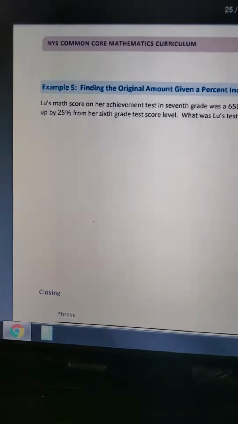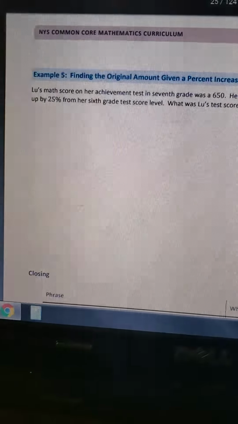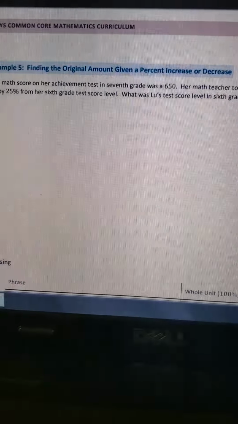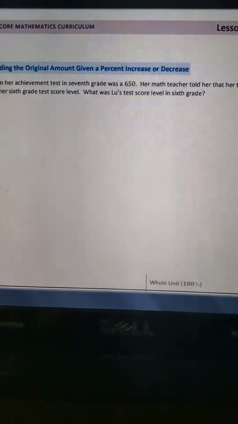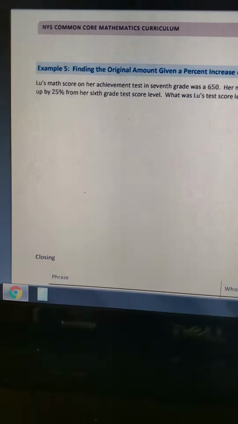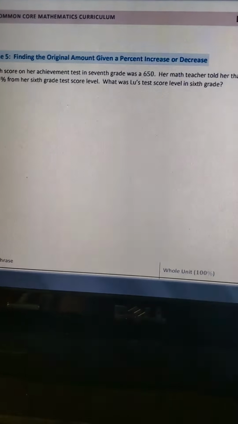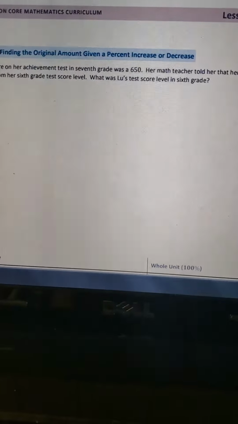Okay, so last one of these, it says, example 5, Lou's math score on her achievement test in the 7th grade was at a 650. Her math teacher told her that her test level went up by 25% from her 6th grade score. What was Lou's test score in the 6th grade?